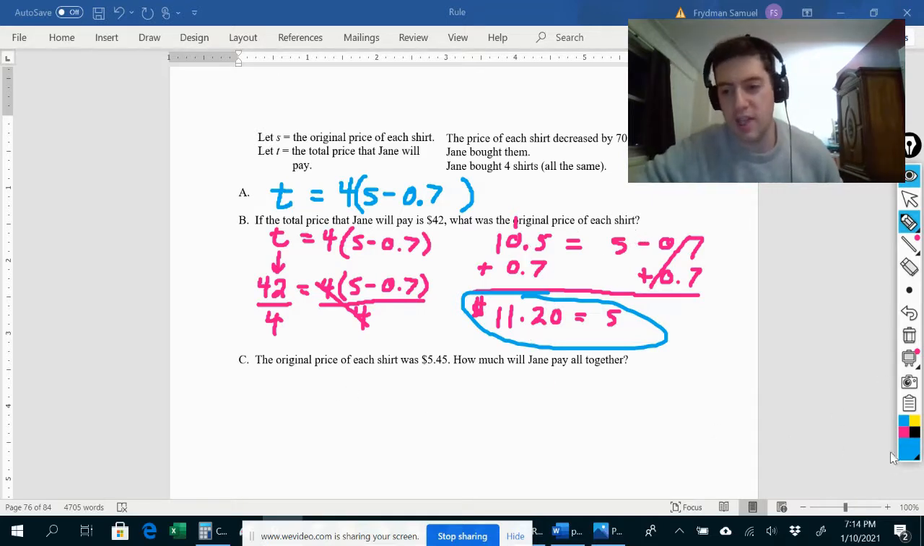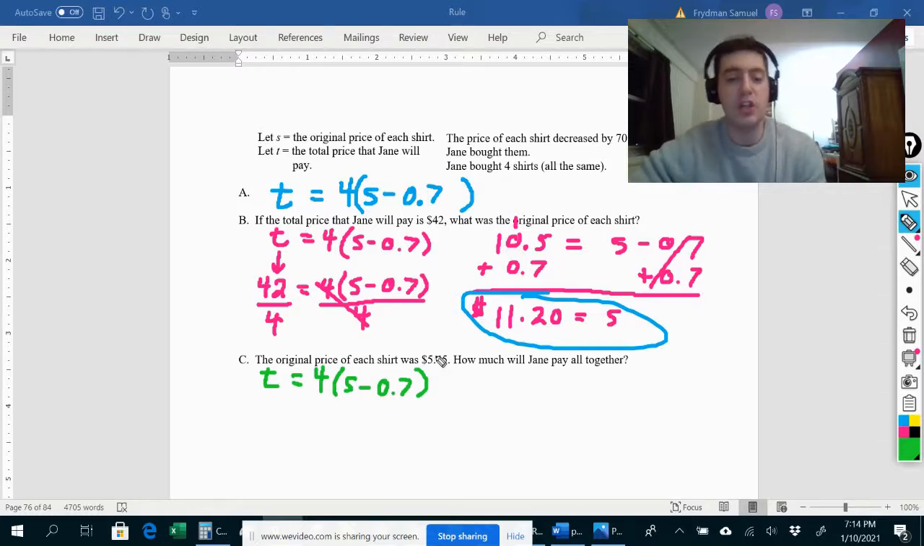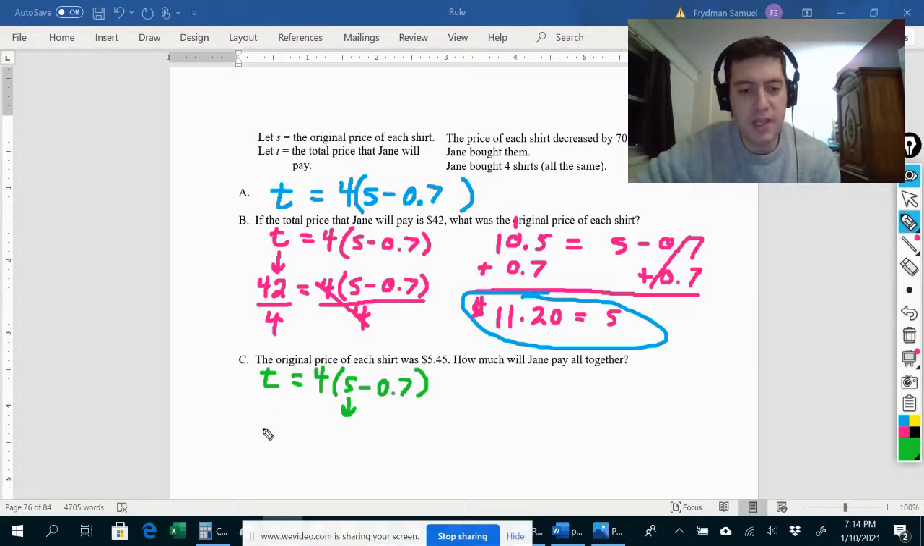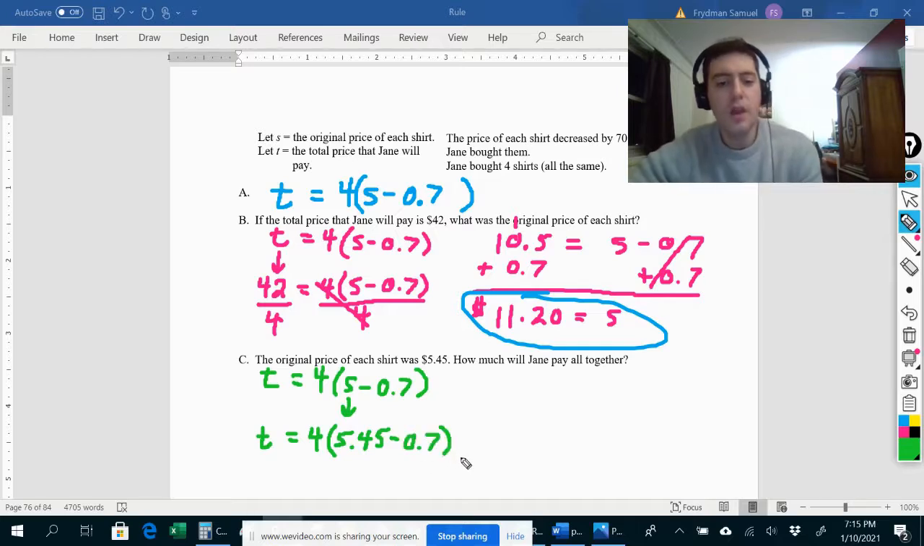So we're going to start the same way. We're going to start just by writing the original equation again. T equals 4 times s minus 0.7. But this time, since what we're given is the original price of each shirt, we're going to plug that in for s over here. And we're going to keep the t the same. So we have now t equals 4 times $5.45. I'll just write 5.45 minus 0.7. Okay, and then all we have to do is evaluate this.